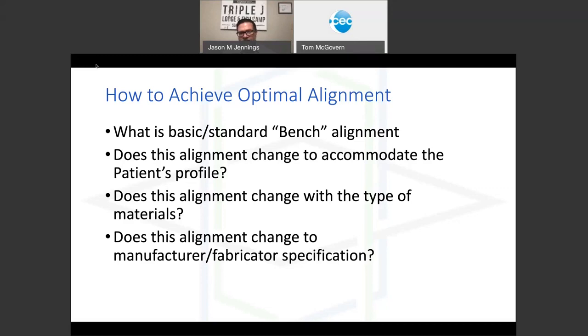So now we've just said that bench alignment is different from prosthetics to orthotics, or it's similar. However, it does change when we change materials, just as it would in a prosthesis when you compare, say, a SACH foot to a dynamic response foot. Will your alignment be the same? And my contention is it's different.